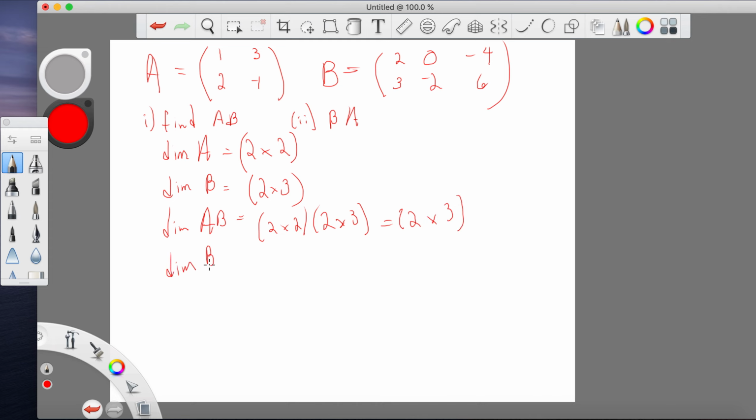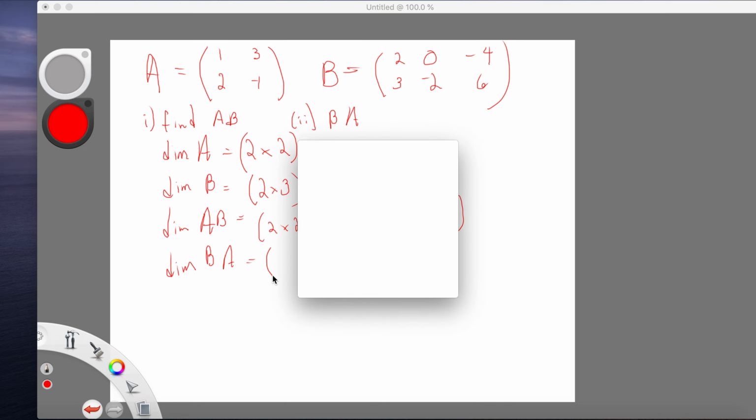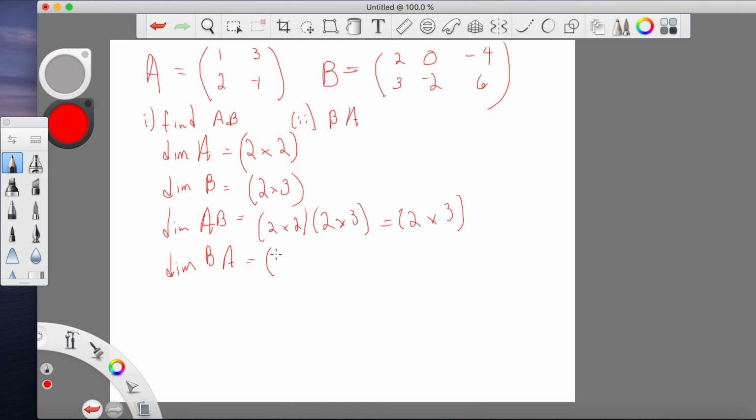On the other hand, if I have B times A, I'm going to do this, and then I'm going to multiply this. Because the inside dimensions do not match, B times A is not defined. Okay? So it's not defined, and so the only thing we're actually going to be able to compute is A times B.